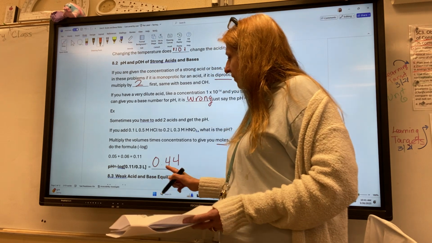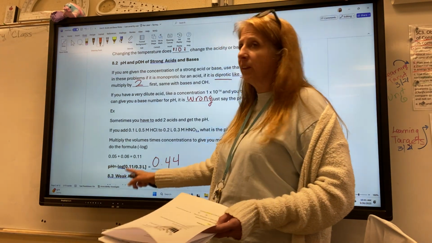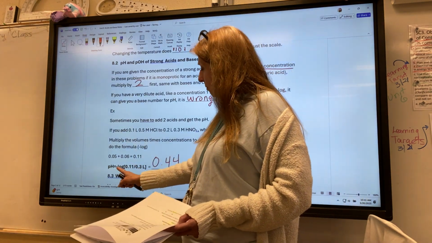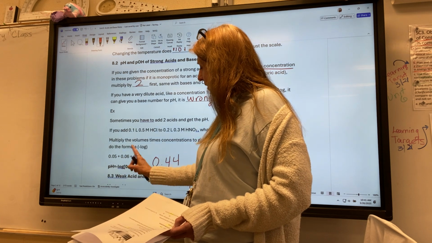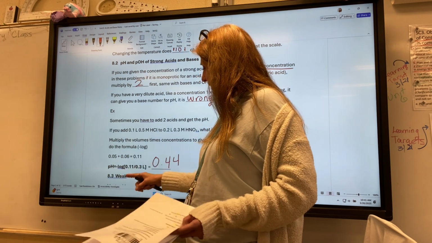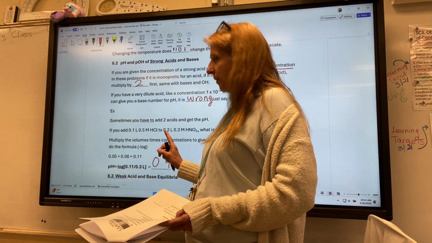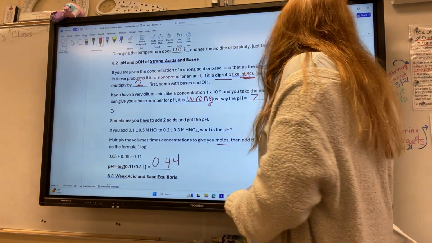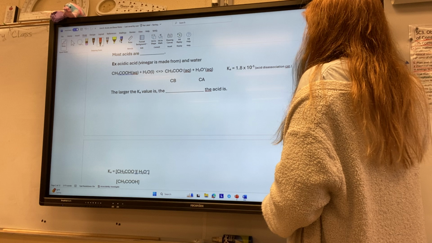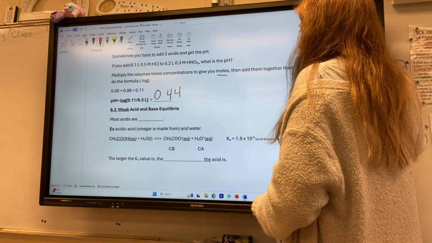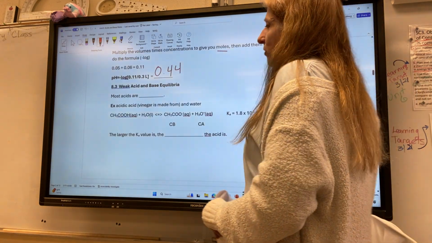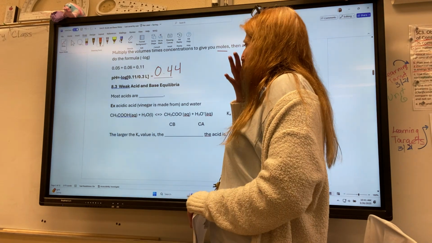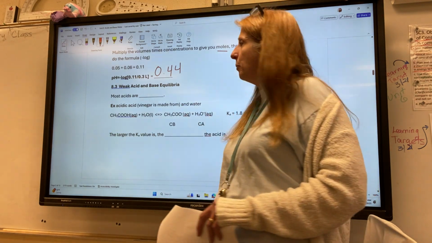Another thing about this is you don't have to solve this before you put it in. You can put in your calculator negative log, beginning parentheses, 0.11 divided by 0.3, in parentheses, and it should give you the answer. Y'all can try it, but I think it will. I don't think you have to do the math and then put it in. Not that it's hard, especially if you use that answer button on your calculator. Okay, we're rocketing along to 8.3.